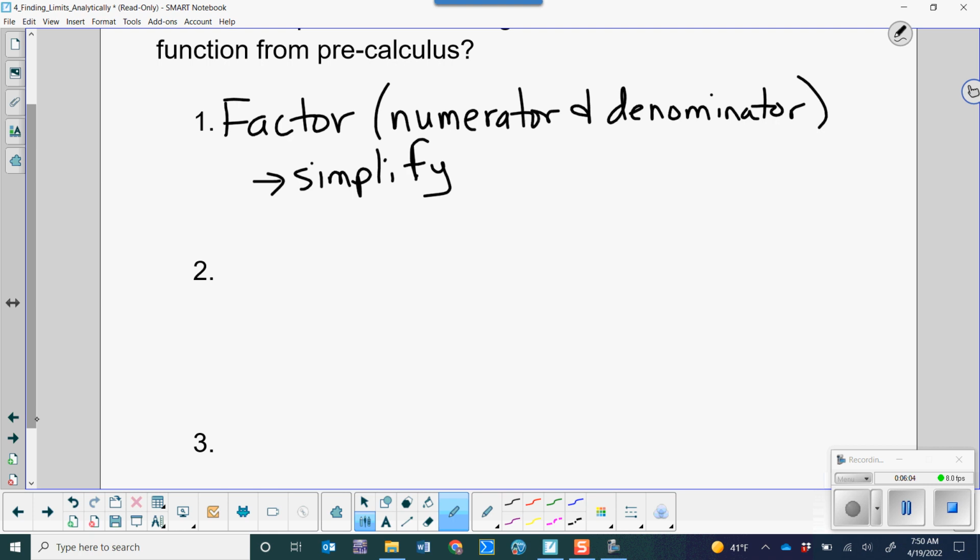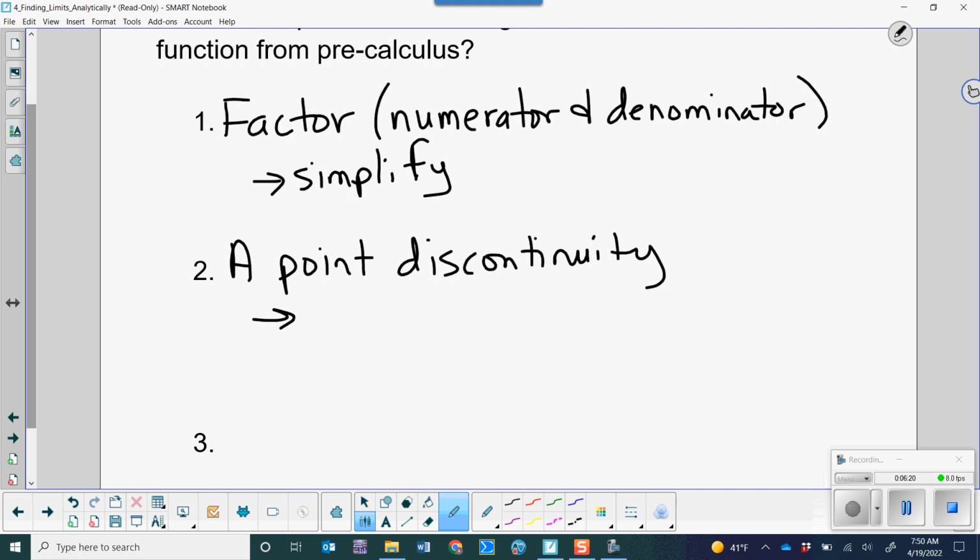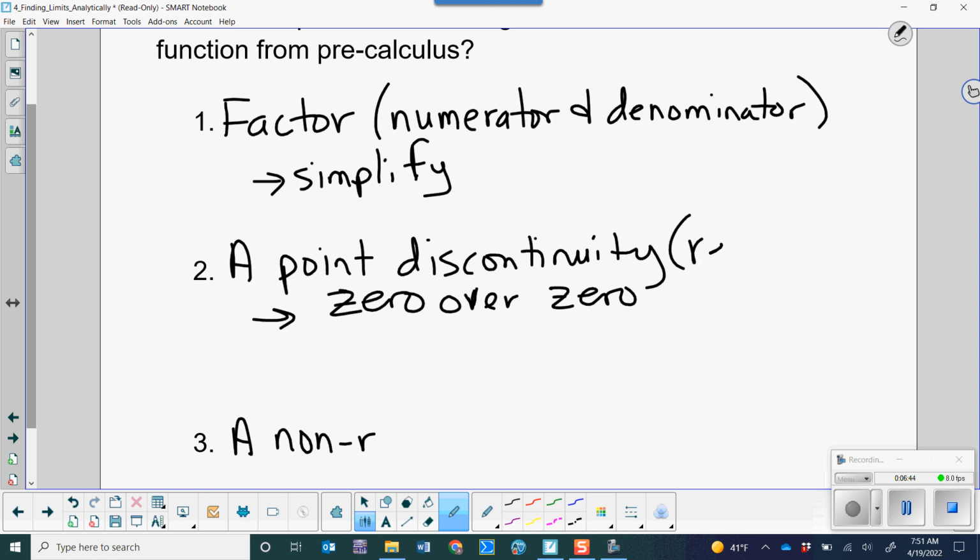And then basically you have a point discontinuity. In other words, you have a hole. This is for rational functions, so polynomial over polynomial. You have a point discontinuity when you have 0 over 0, okay? The reason it is a point discontinuity is you can basically cross those off, but again, we use caution there. This one is removable, because it's just a hole.